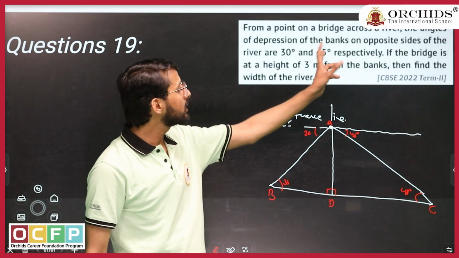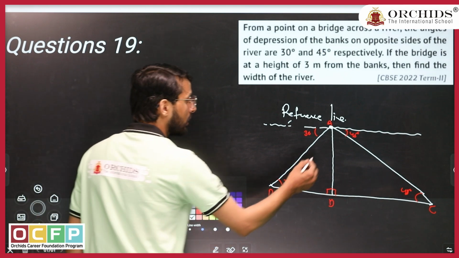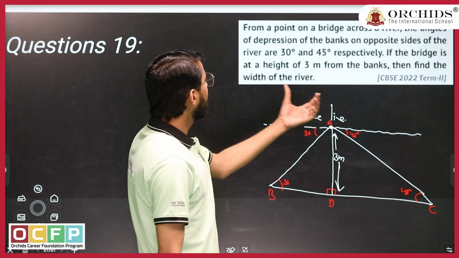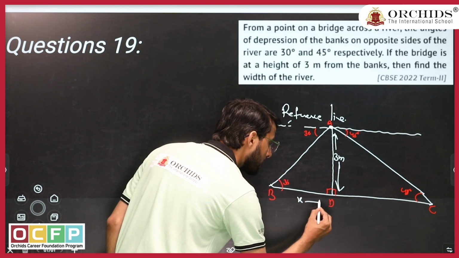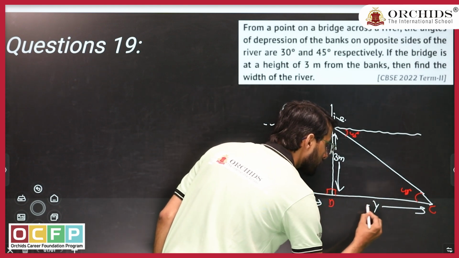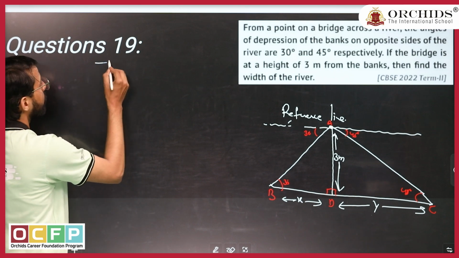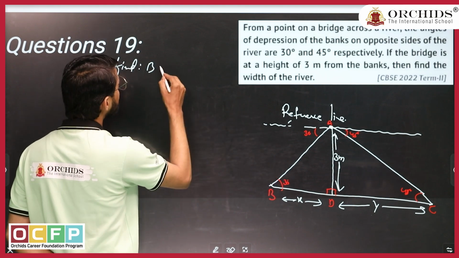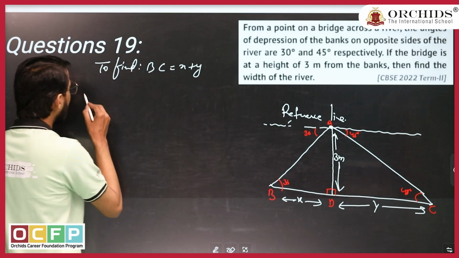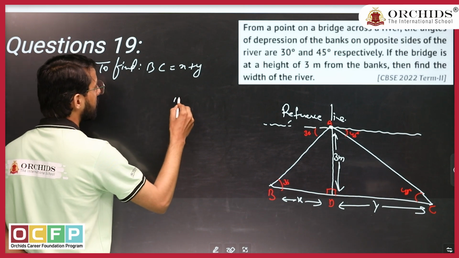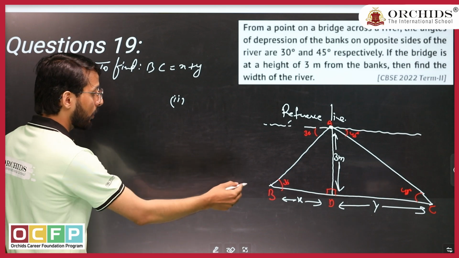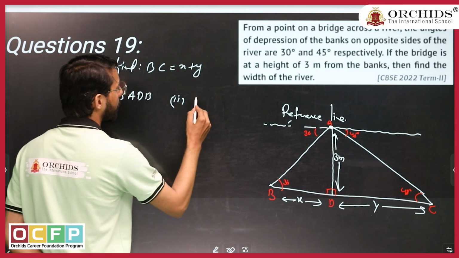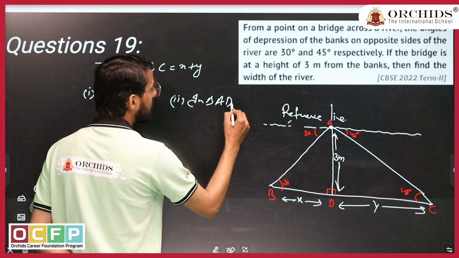One more thing they have given, the bridge height is 3 meter. It means this is the bridge, this A to D they have given as 3 meter length. So find the width of the river. Again, suppose I am taking this as x and this as y. So they are asking the length x plus y. We are going to find the length of B to C, which is nothing but x plus y. If I am able to find x and y separately, at the end I will add to get the answer. For the x part, I am going to choose triangle ADB, and for the y part I am going to choose ADC.